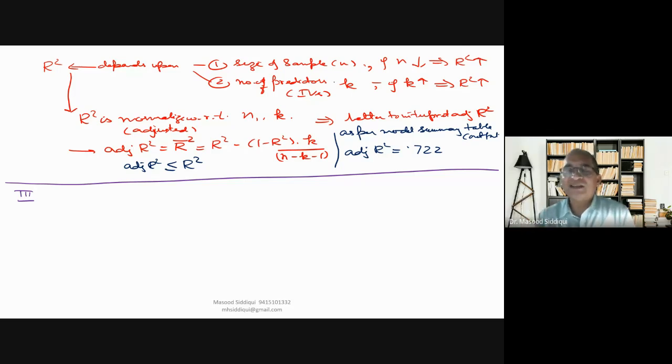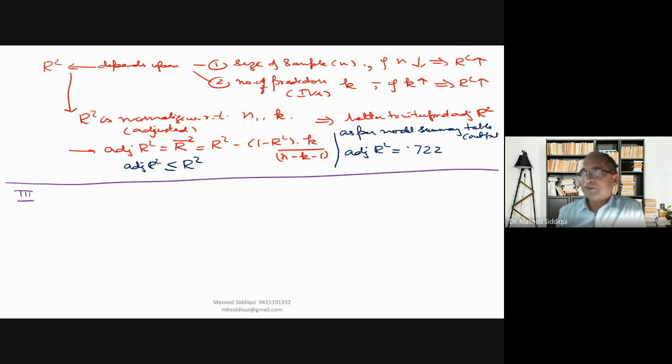Since R square is the ratio of the explained variation, and variation is the sum of square, sum of square can never be negative. So instead of 9, if we take 21 predictors, then every predictor will contribute even a minor amount, but that will be positive. So the numerator will always increase. It will never decrease. Since the numerator will always increase, with an increase of predictors, R square would increase. So that's why we normalize R square with respect to the size of the sample and number of predictors. And accordingly, we define adjusted R square.